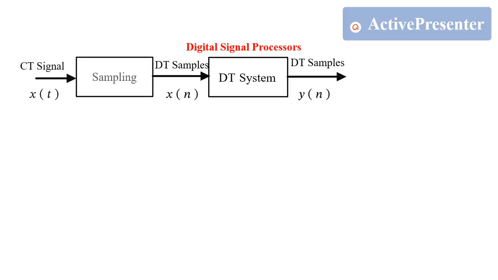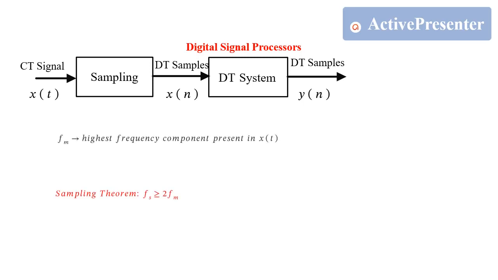Hello again. We already know that for processing of continuous time signals through digital signal processors, which are basically discrete time systems, it was required to convert the continuous time signals to discrete time samples. The sampling theorem tells us the rate at which the continuous time signals should be sampled. As per this theorem, the sampling rate should be greater than or equal to twice the highest frequency component Fm present in the signal x(t).